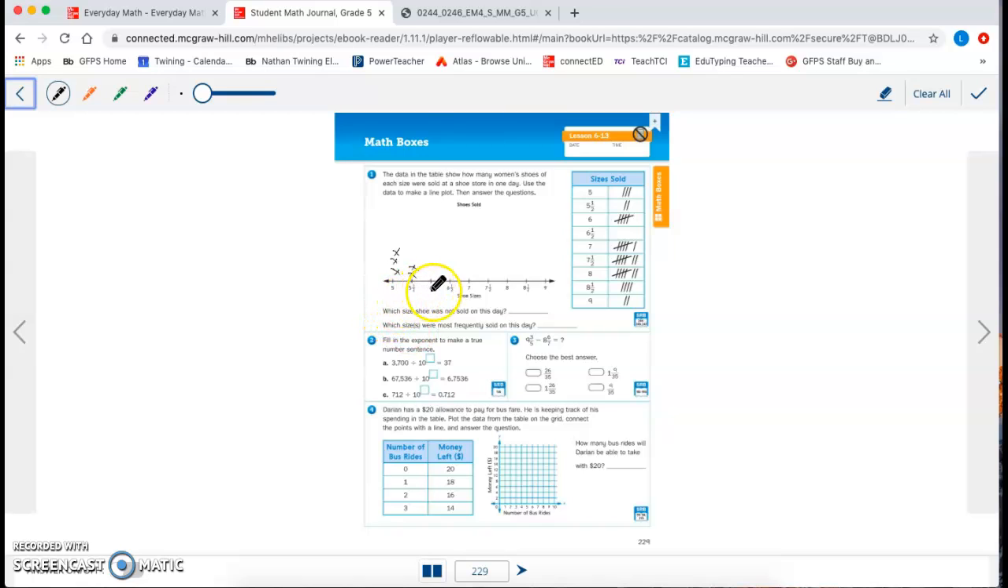It asks which shoe size was not sold this day. I have to take a look at the shoe sizes sold and which one doesn't have any. Which sizes were the most frequently sold that day? So which one was sold the most? Notice that it has this S in parentheses. Okay, that means that there might be more than one that was sold the most. That's all you have to do for 1. For 2, you just have to fill out the exponent to make it true. So you just need to look at moving the decimals.